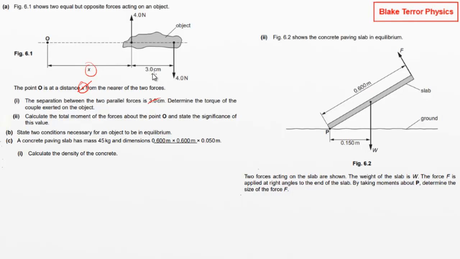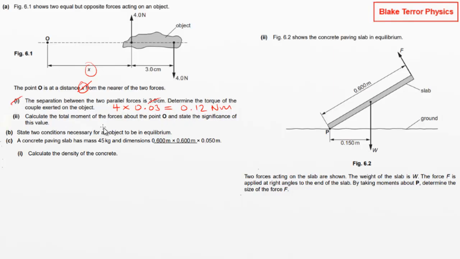Yeah, which they've marked on. Determine the torque of the couple exerted on the object. So that is going to be one of the forces multiplied by the separation, which I'm going to flip over to meters because it's just more normal to do that rather than having Newton centimeters, and it's quite an easy multiplication to do. So 0.12 Newton meters.